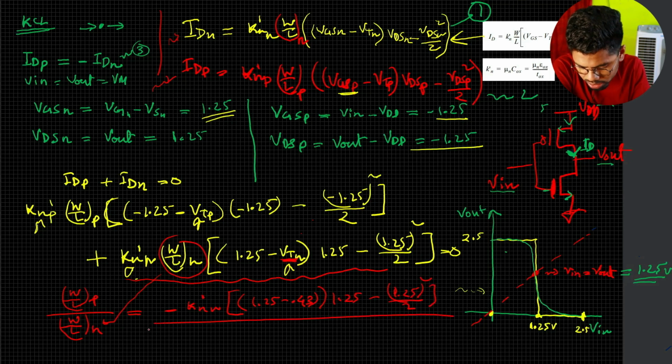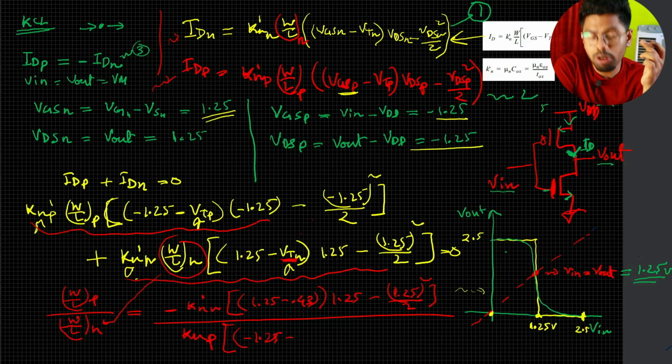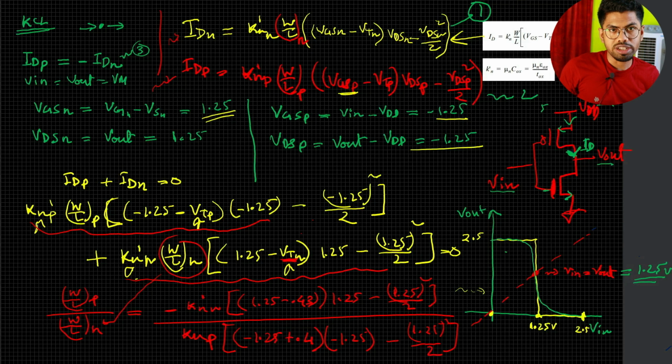And then below, this whole part will come, so it will be Kp, and then minus 1.25 minus VTP, and your VTP is minus 0.4, so it will be plus 0.4, and then again minus 1.25. The whole square will eliminate the minus sign, so it will be 1.25 squared by 2, and you need to solve it from here. If you solve it, you need to be a little bit careful.